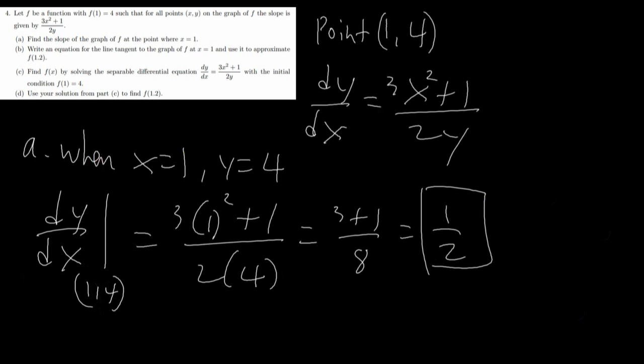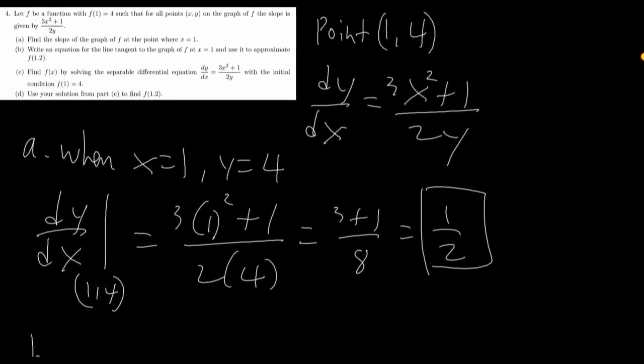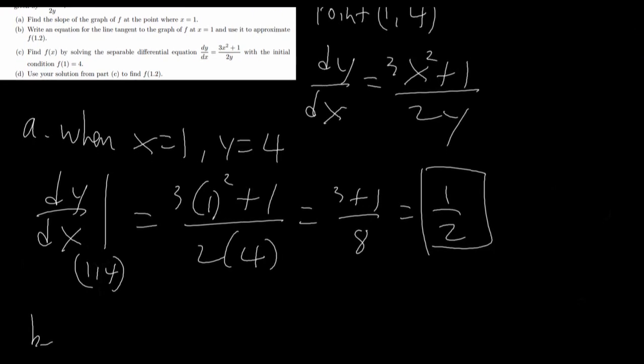That's all. In part B, what do we have to do? We have to write an equation for the line tangent to the graph of f at x equals 1, and use that to approximate f of 1.2. Okay, so what that means is we need to write an equation, and that's going to be in point slope form.